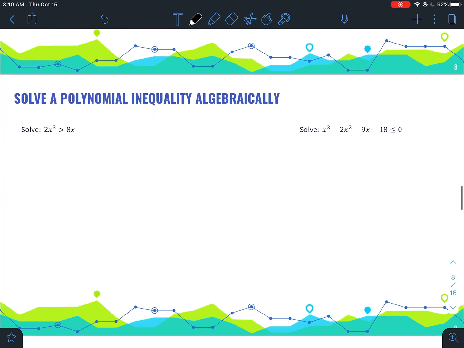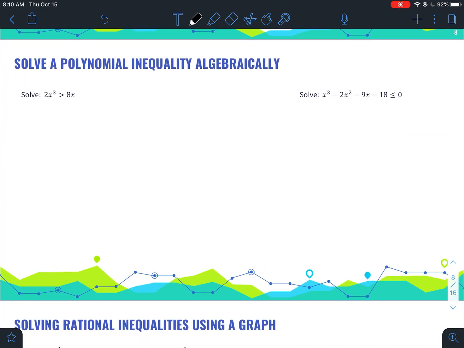Well, if we don't have their graph, or if we don't want to take the time to graph them, you can also solve these algebraically. So to solve them algebraically, you want to get one side to 0. And then you're going to factor and solve.